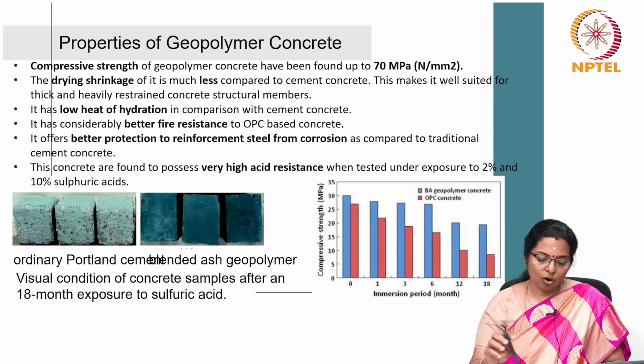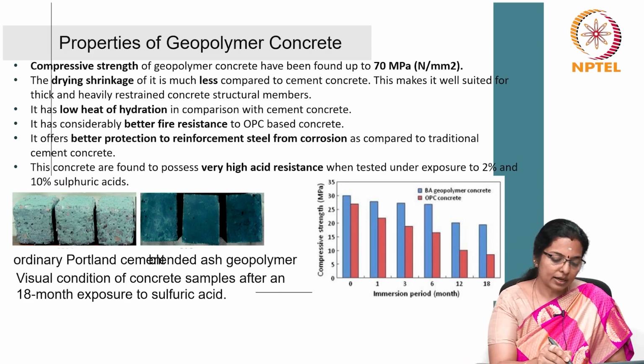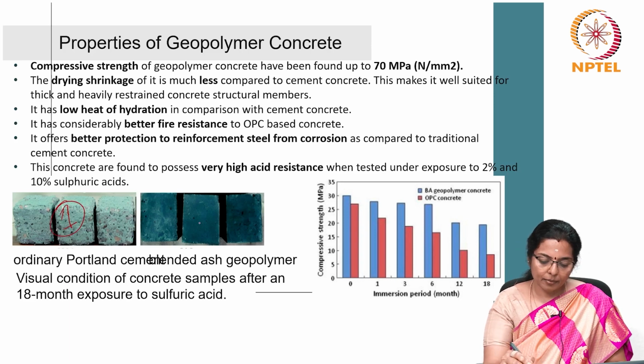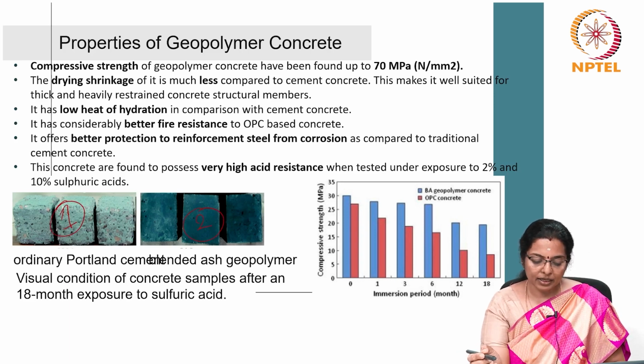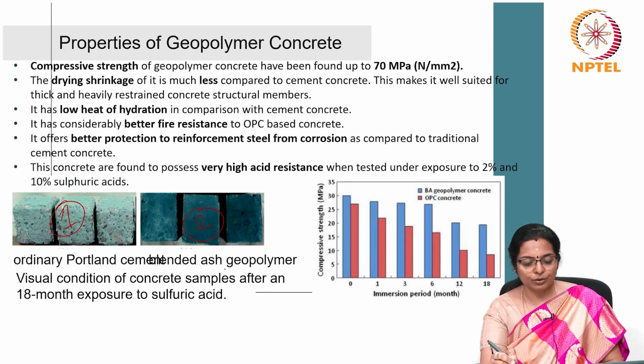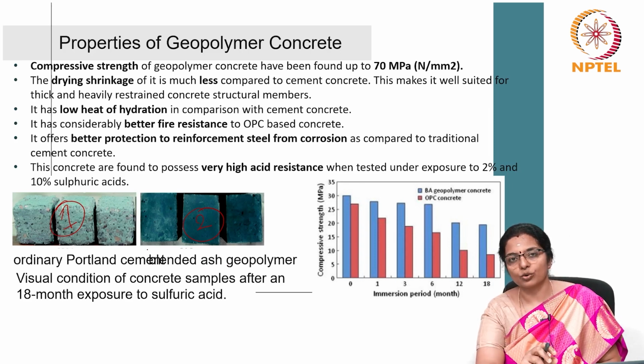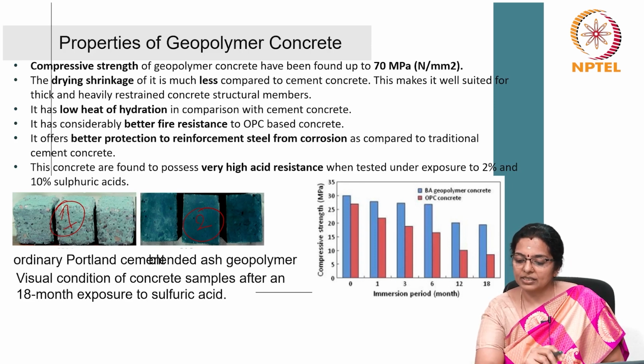Here you can see ordinary Portland cement and geopolymer cement. Visual condition of these concrete samples after an 18-month exposure to sulfuric acid shows that the geopolymer concrete has better resistance to corrosion under this stress.